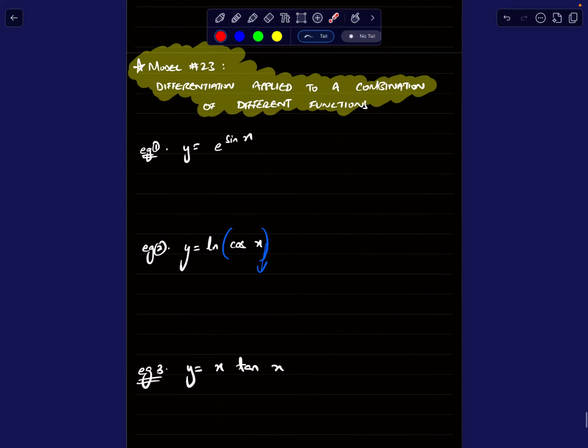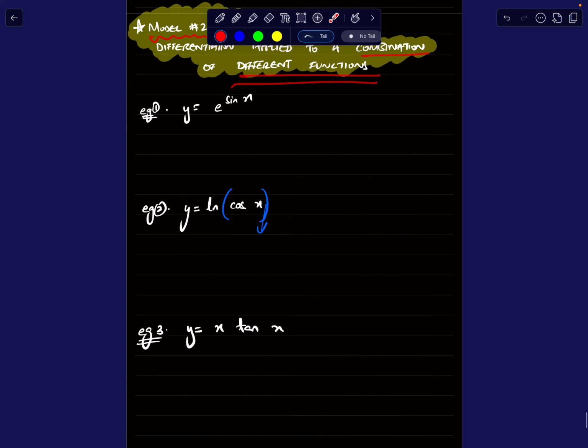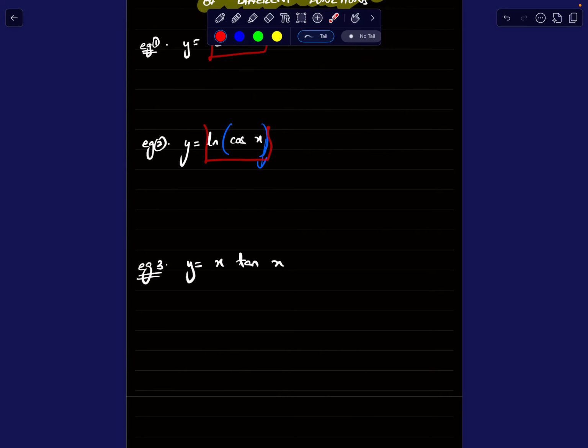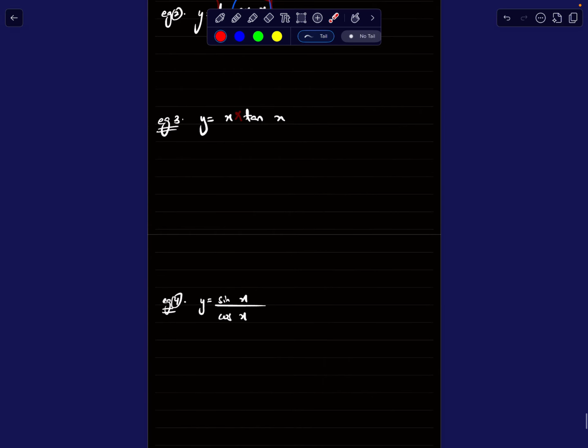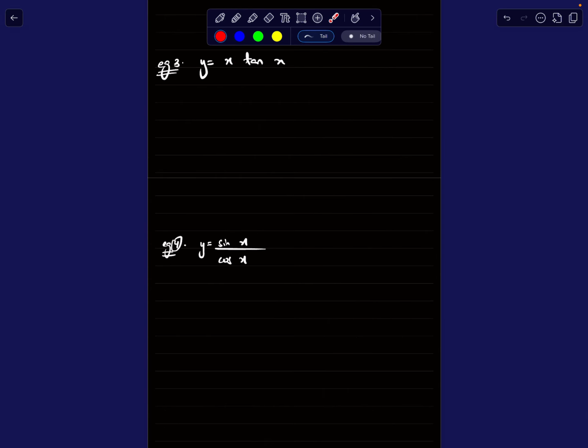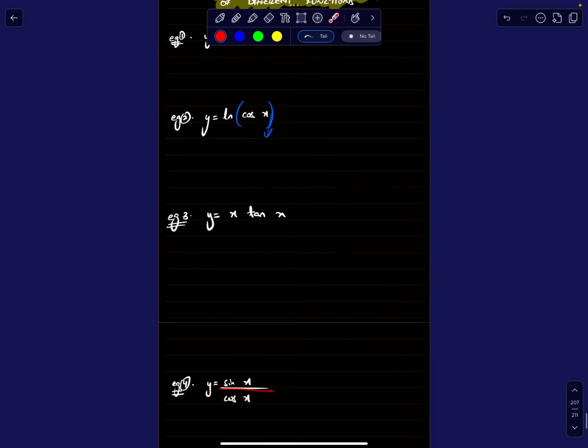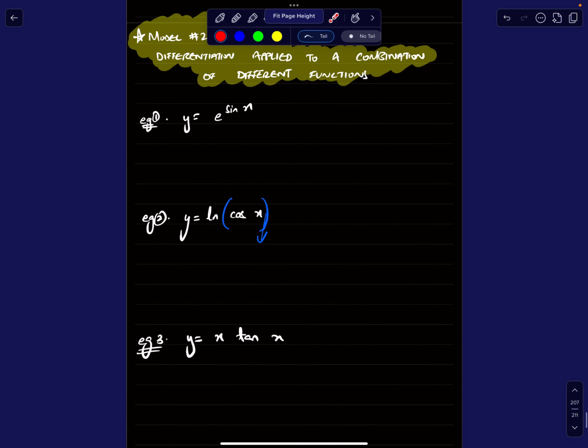Alright, so model 23, differentiation applied to a combination of different functions. And by this I mean we can have an exponent to a power, we can have ln with something, or two functions being multiplied, or in the final case, two functions being divided. So we'll look at how we deal with all of these cases separately.